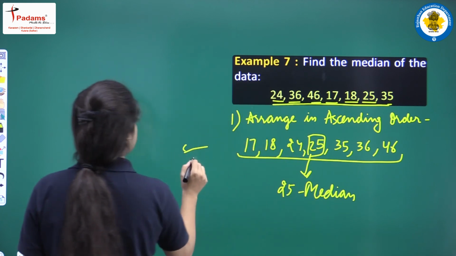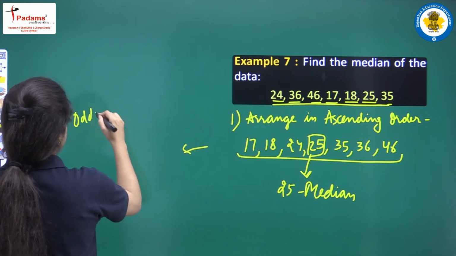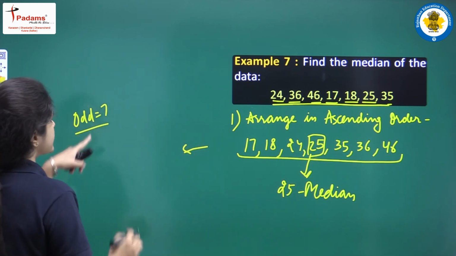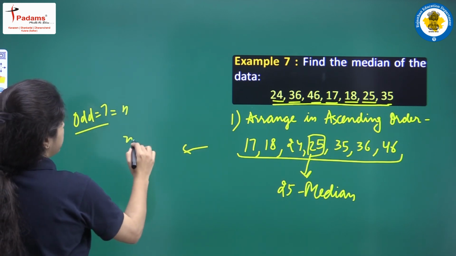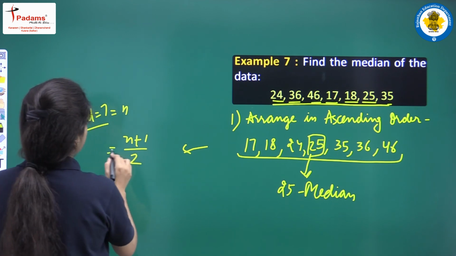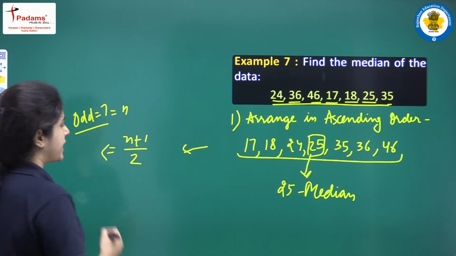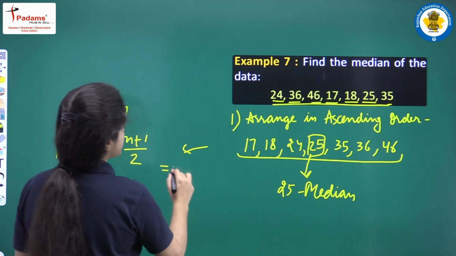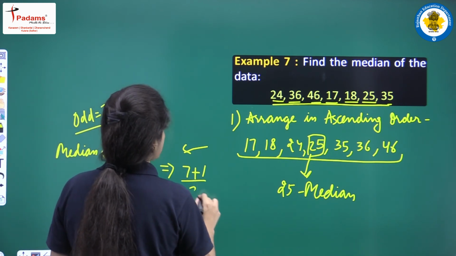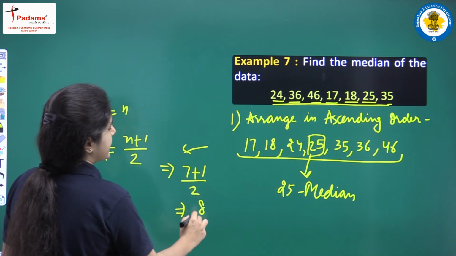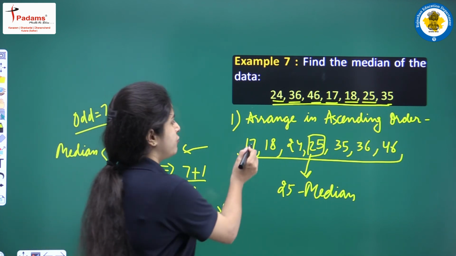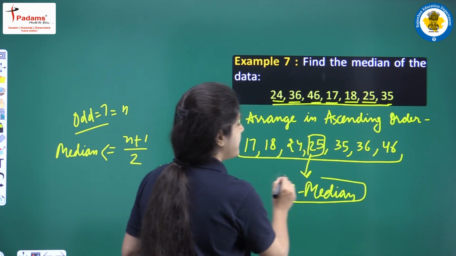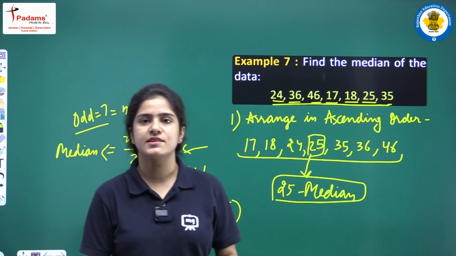And for this data, how many observations are there? 7 observations are there. So this is odd. So (n plus 1) upon 2 is the formula for finding the median for odd numbers, okay students? n is equal to 7, so 7 plus 1 upon 2. 7 plus 1 is 8 upon 2, that is 4th. First term, second term, third term and fourth term. Fourth term is your median. Alright students, so this is your answer.